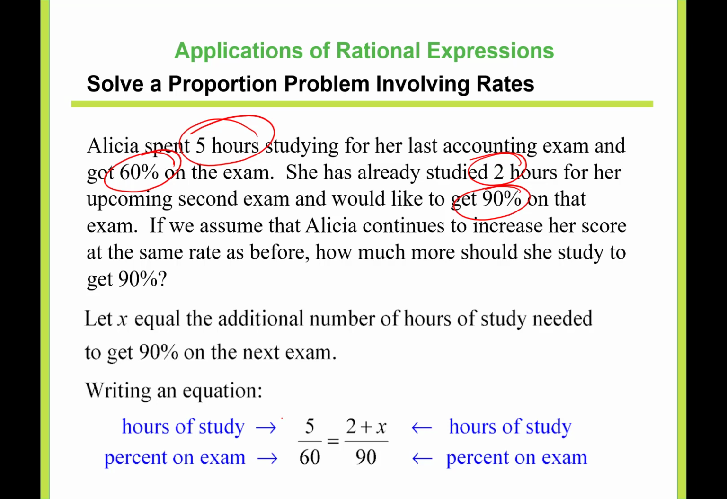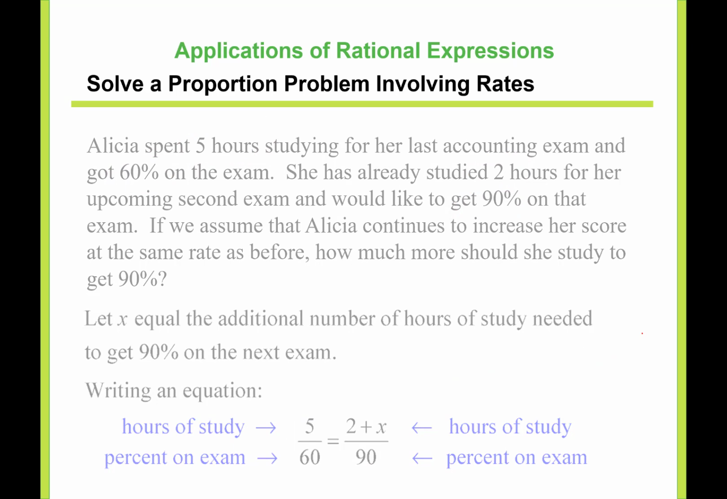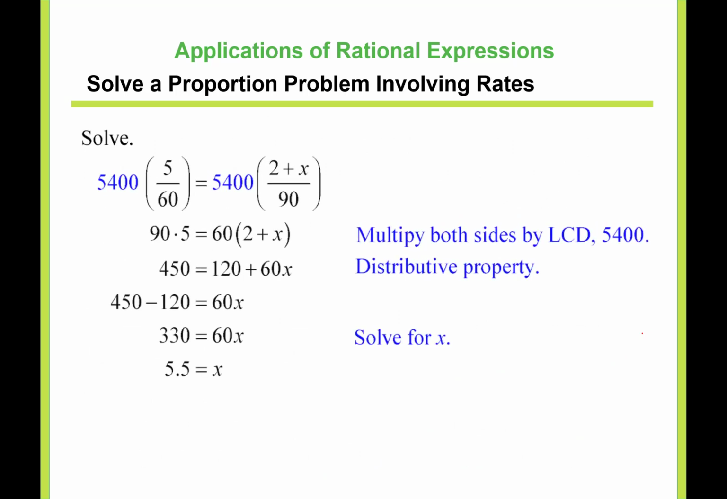Now once we reach here, we can then simply solve. We have multiple ways to solve this. We could cross multiply by simply multiplying 90 by 5 equal to 60 times 2 plus x, or I could just simplify the LCD and multiply through by the LCD. Now if I solve that, I just want to show you real quick. Here again, I'm multiplying by the LCD. It still would yield the same result. So if I did that, it works out as follows. And then when I solve, I'm going to get 5.5 for x.